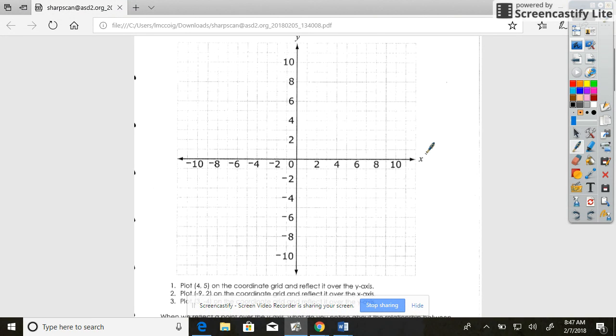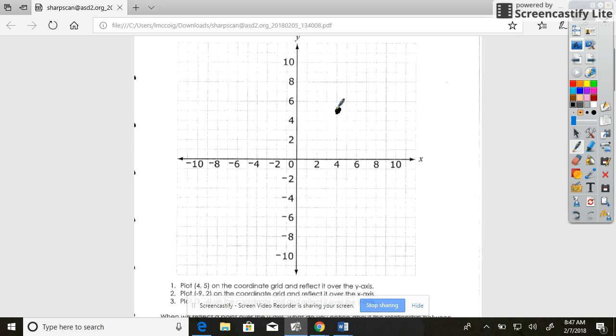Number 1 says plot 4, 5 on the coordinate grid. So I'm going to stop there and plot 4, 5. I'm going to start at 0, go over 4, up 5. 5 is right between 4 and 6.